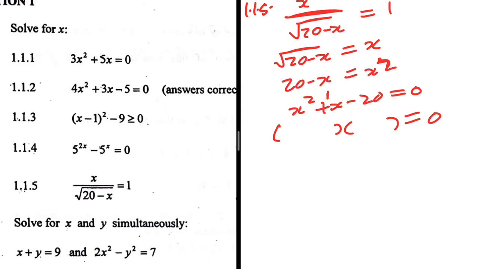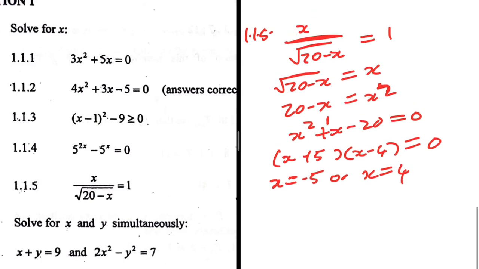Plus 5 and minus 4. So x plus 5, x minus 4. X is equal to 5, or x is equal to 1, or x equals minus 5. I'm making a mistake here. X is equal to minus 5, or x is equal to positive 4.